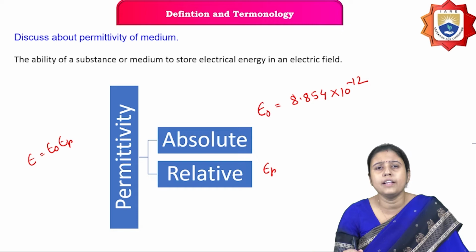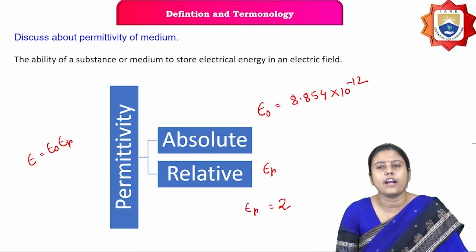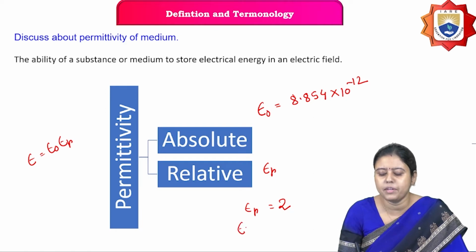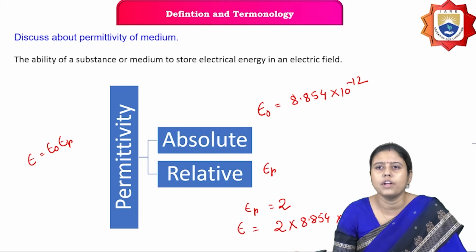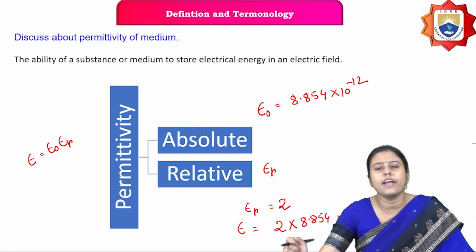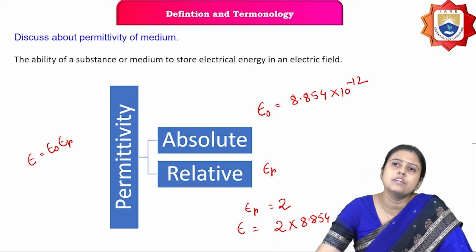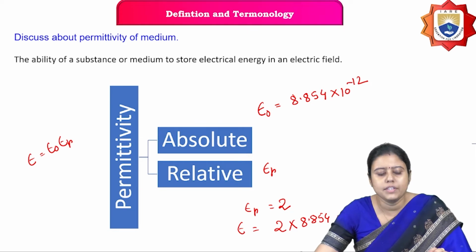So say if we tell the relative permittivity of oil is 2, what is the actual permittivity? The actual permittivity of transformer oil is 2 into 8.854 into 10 to the power minus 12. So this is the permittivity. Generally for any problem, if permittivity is not given, we will assume it is in the air or vacuum. So this is the general definition of the permittivity.